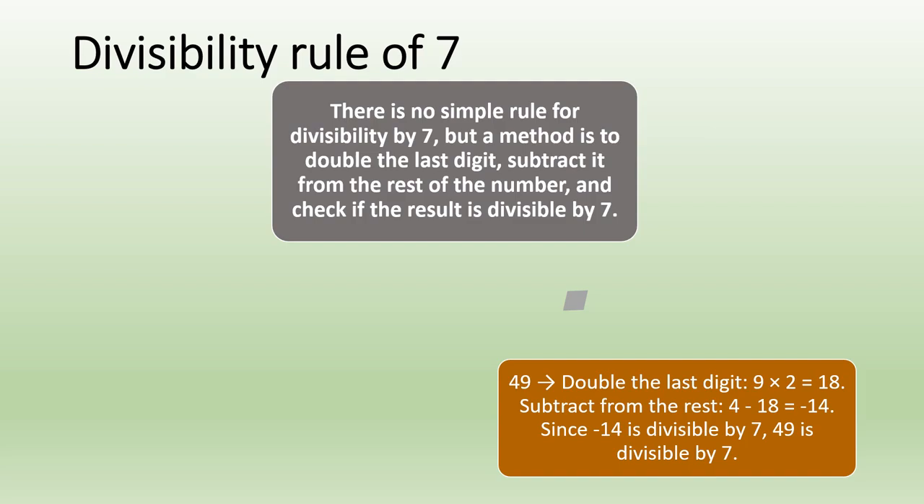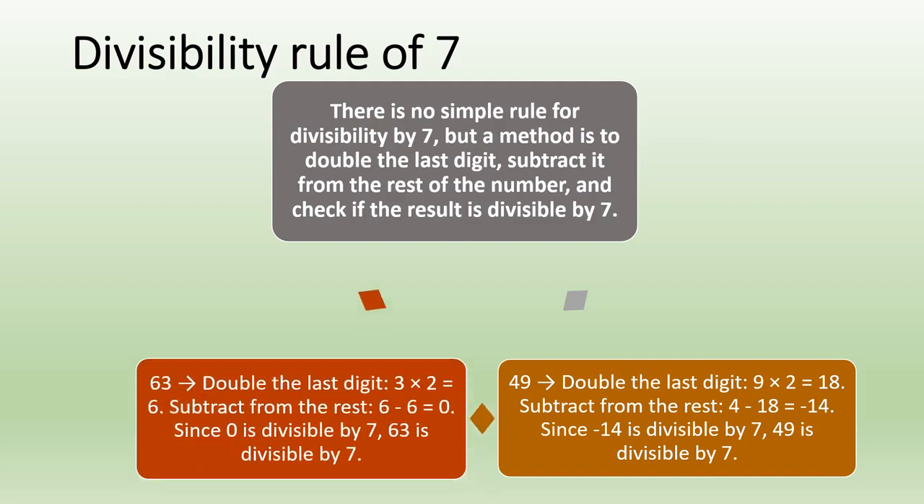Another example, 63. The last digit is 3, double the last digit. Hence, we obtain 6, and ignoring the last digit, the rest of the number is 6. Subtract 6 from the rest of the number. 6 minus 6 equals 0. Since 0 is divisible by 7, 63 is divisible by 7.